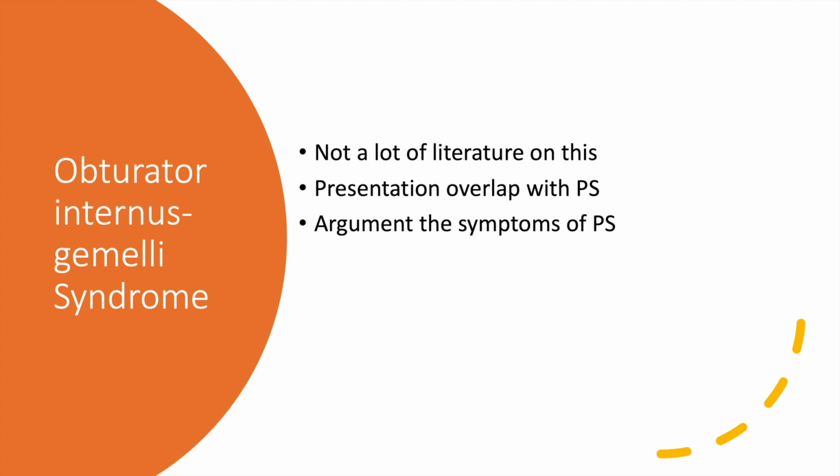What about obturator internus syndrome? We call it the obturator internus Gemini muscle. There is not a lot of literature about this. What we know is that the presentation overlaps a lot with piriformis syndrome, but it may augment the symptoms of piriformis. So if you think a patient has piriformis symptoms, and you do Botox and have some partial relief, you may actually want to add the obturator internus muscle.